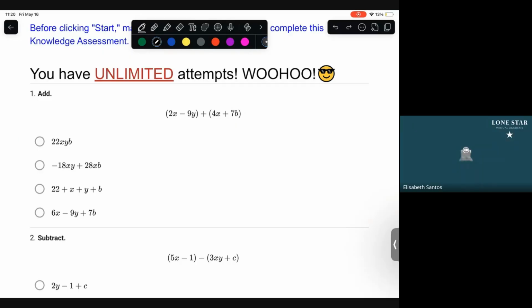Okay, so this is Unit 6, KA. Let's go ahead and get started. So number one, we want to add these polynomials. And so you can ignore the parentheses since we're just adding and we're just going to combine like terms. So I have a 2x and a 4x, which gives us 6x. And then 9y plus 7b. And that's it.